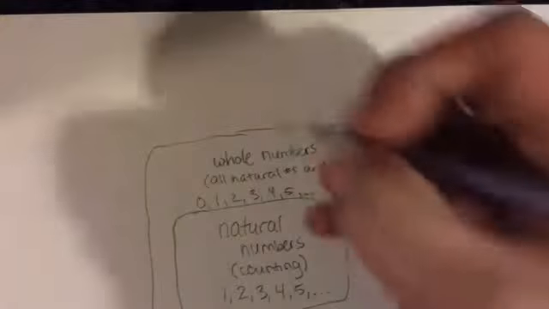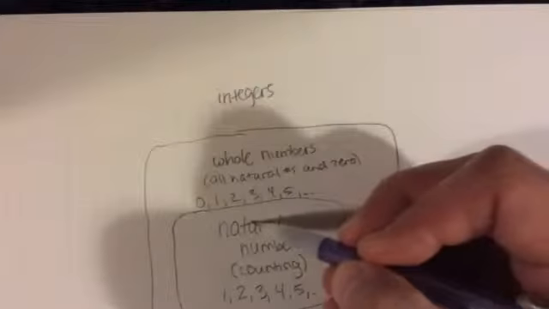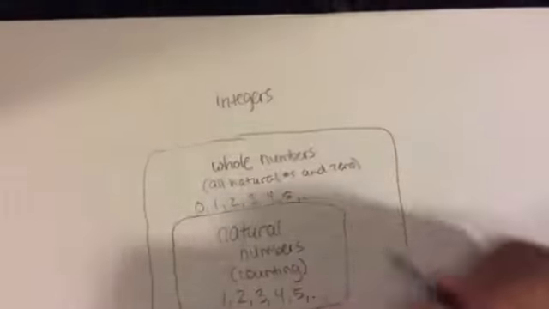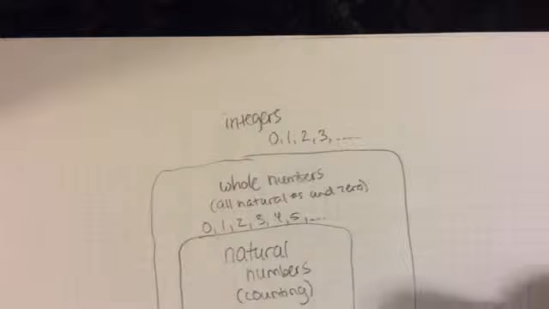The next set of numbers I have is called the integers. Integers include the whole numbers, the natural numbers, and all of their opposites. So in other words, I have 0, 1, 2, 3, going further that way into the positive range. I also have their opposites, which would be -1, -2, -3, -4, and so on, continued that way.